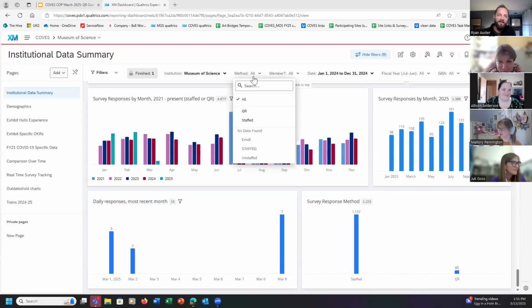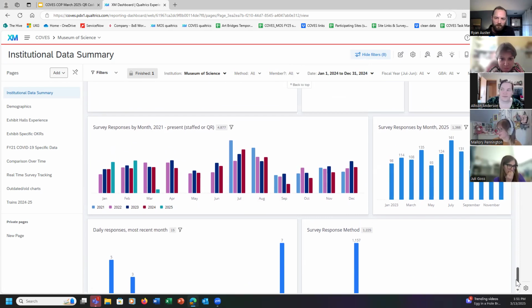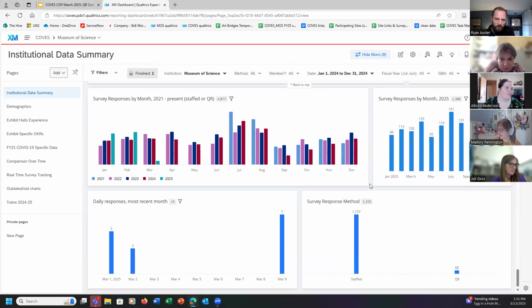So this is what the dashboard looks like. This is my Museum of Science dashboard, and this is the widget Allison was talking about, at the very bottom. I've scrolled all the way down. There's a date filter on the dashboard right now, so this is only the 2024 calendar year. It shows I have 1,157 surveys in the staffed method and 68 in the QR method. I could change that anytime I wanted.